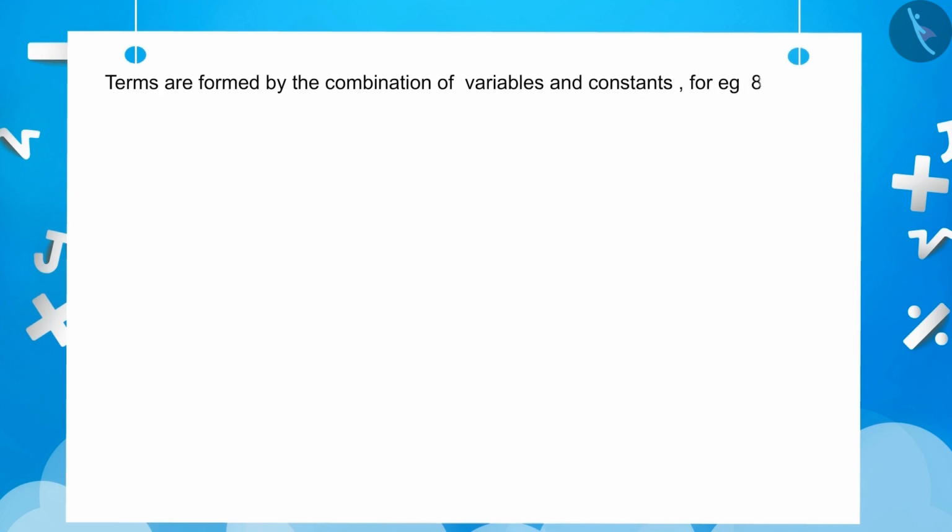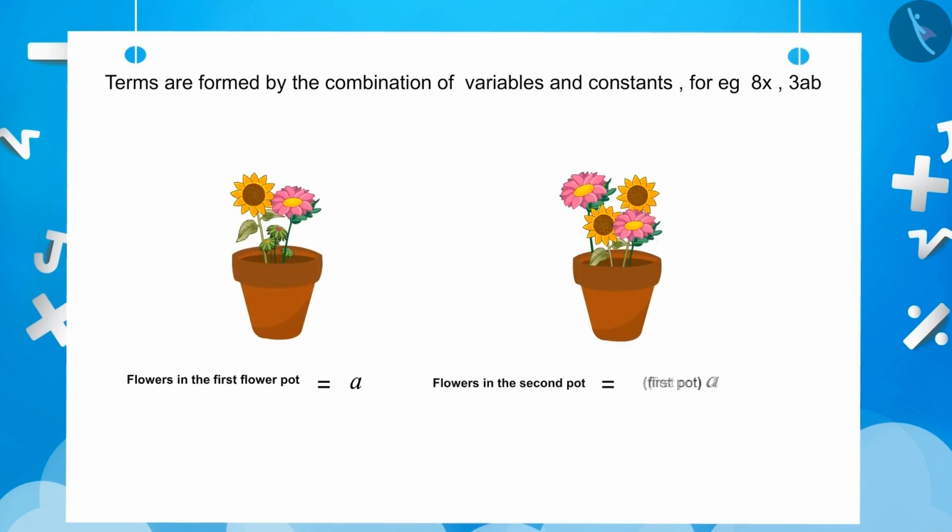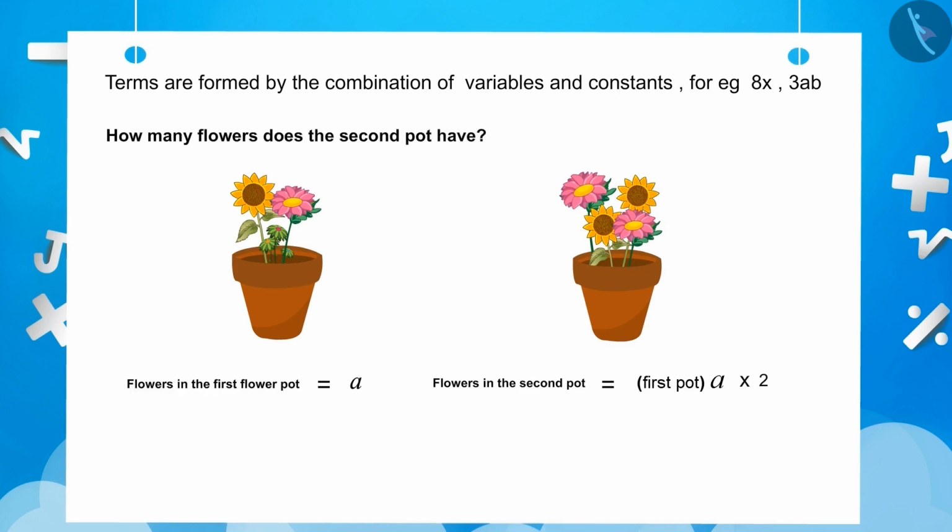Terms are formed by the combination of variables and constants. For example, 8x, 3ab. Suppose there are A flowers in a pot, and another pot has twice the number of flowers than the first pot. How many flowers does the second pot have? Flowers in the first pot is equal to A. Flowers in the second pot is equal to A multiplied by 2 is equal to 2A. Here, 2A is a term which is formed by multiplying 2 and A.